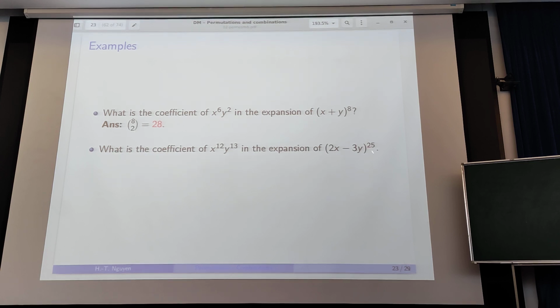We have a bigger power here, 25. So in this example, you do not need to write the exact number, you only have to write the formula. Okay. So here it is a little bit more complicated because the coefficients of x and y inside the parentheses are not ones, but you have 2 here, 3 here, and even a minus sign here. So you need to pay attention to the sign. Okay? So find me the coefficient of this term in this expansion.